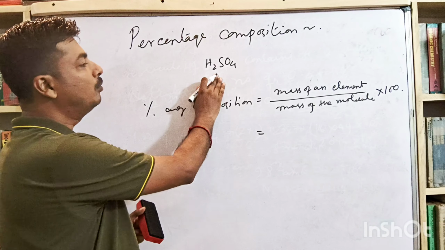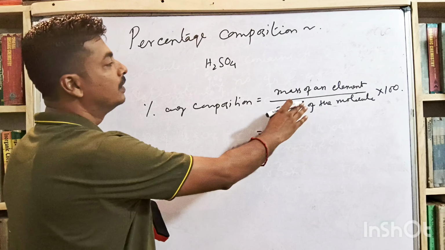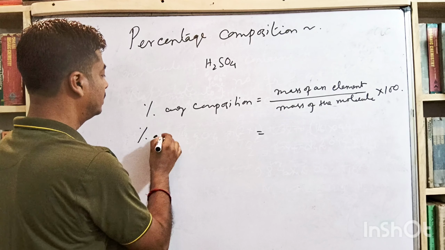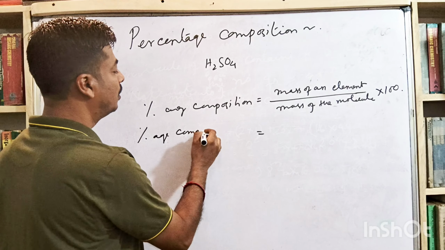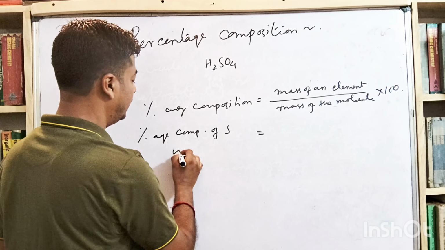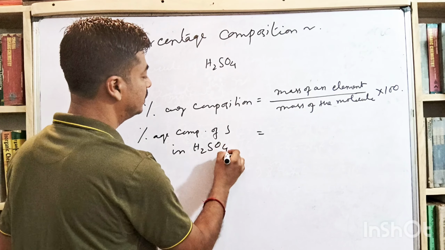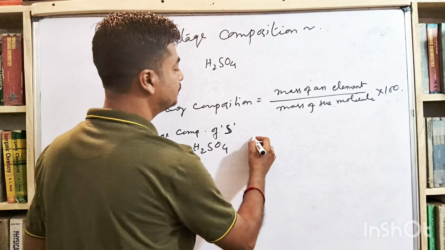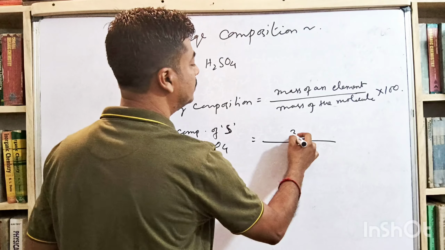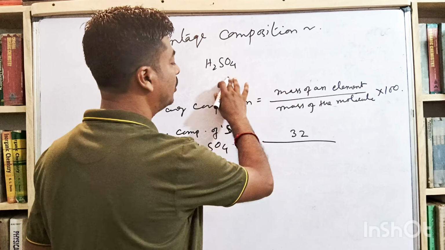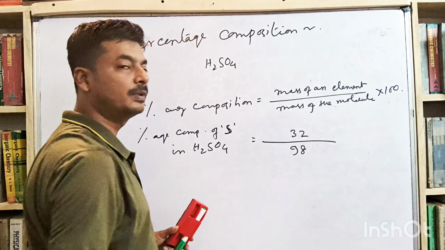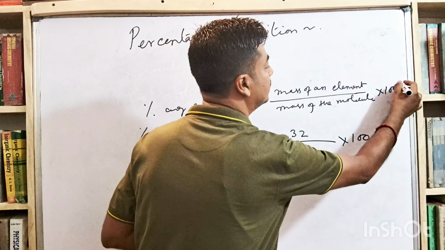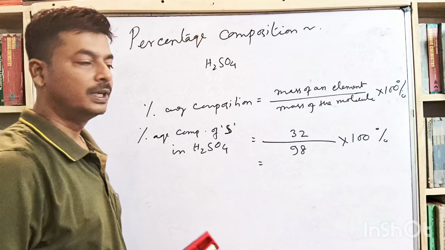So in one molecule of sulfuric acid, one sulfur atom is present. Therefore percentage composition of sulfur in H2SO4 is equal to 32 divided by the mass of the molecule. Just now we calculated the mass of the molecule is 98, into 100%. If you do the calculation, you will get the value.